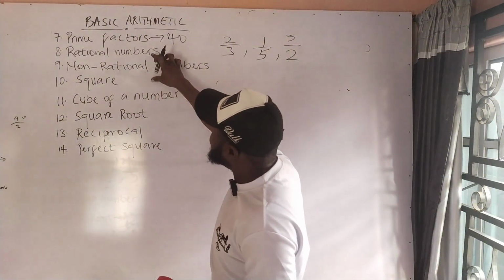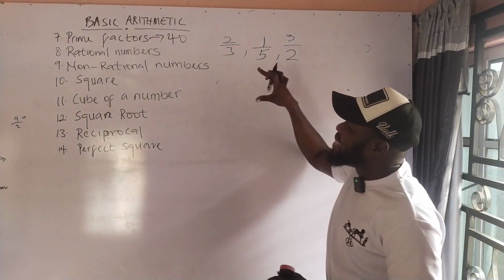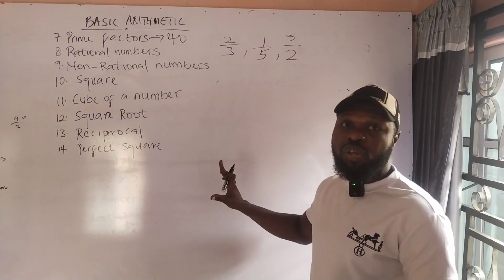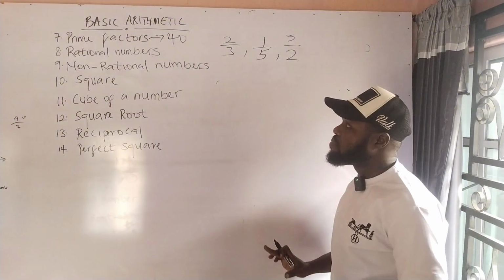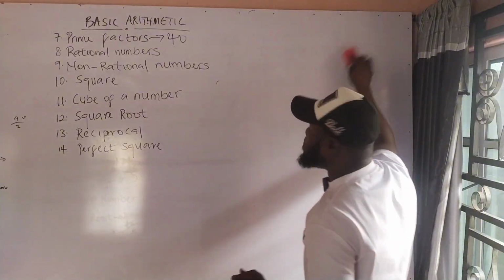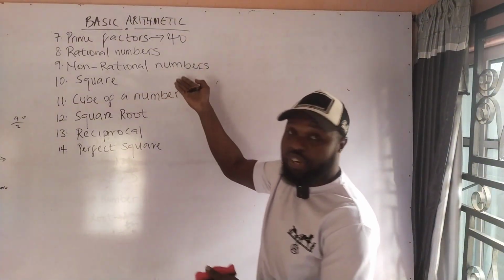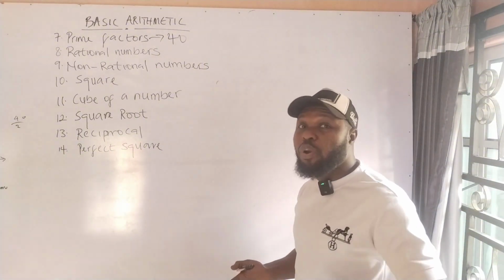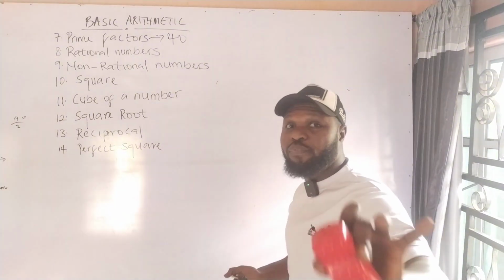Non-rational numbers are those numbers in which their exact value cannot be determined. Any number whose exact value cannot be determined, we call them non-rational numbers in mathematics. That is, they cannot be expressed in the form of a fraction.